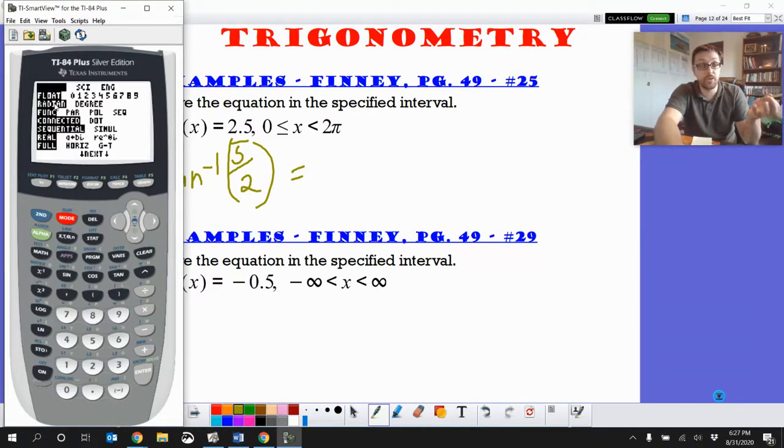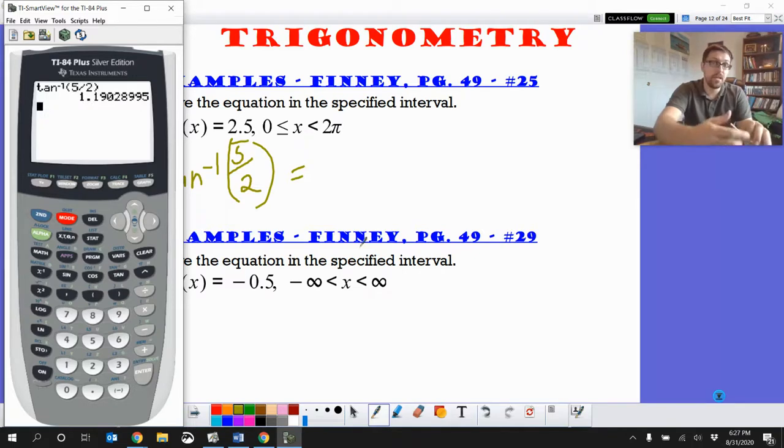Double check to make sure that you're on radian mode. So I pressed my mode button, and I want to make sure I'm on radian for this because it's talking about things in terms of radians right there. So inverse tangent is 1.190.